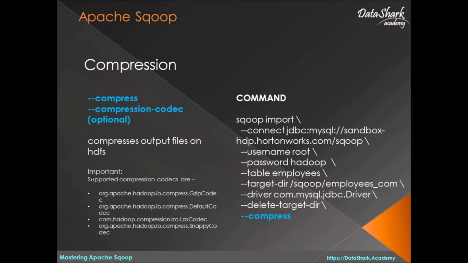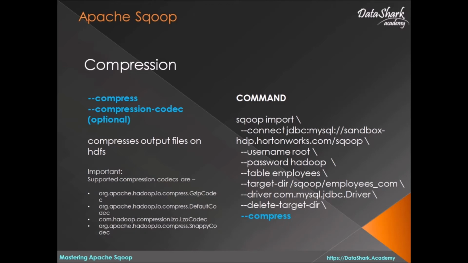There are 4 different types of compression codecs that are supported in Sqoop today, which are Gzip, Default, Lzo, and Snappy. In order to compress the imported data, we need to use the directive called compress, and there is an optional directive, compression codec, which can be used to specify one of the 4 codecs that you want to use in your case. Let's try this in the Sqoop CLI and compare the data size with earlier results.